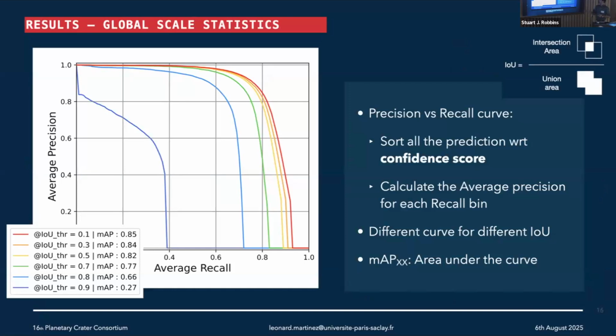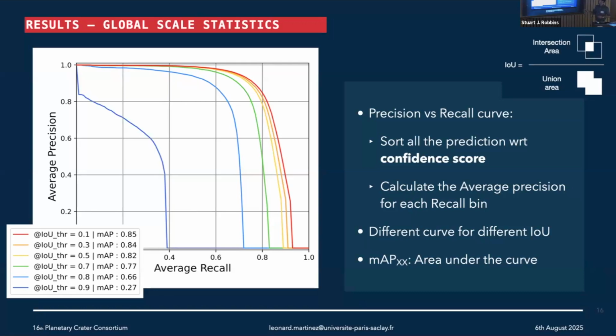So we use another one that we can find in deep learning papers, in the deep learning community, which is the precision versus recall curve. Basically, you just sort all your predictions with respect to the confidence score, which is a probability associated to the prediction. And you just say, okay, I want to calculate the average recall for 40% of the best detections, for 45, 60, etc. And then you construct those curves.